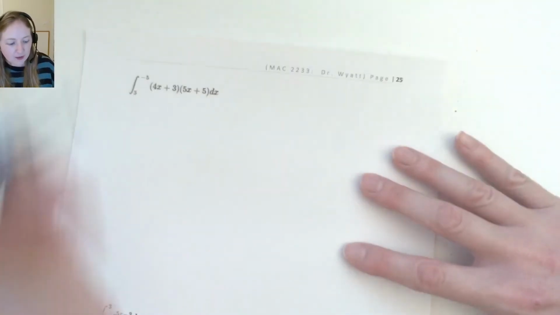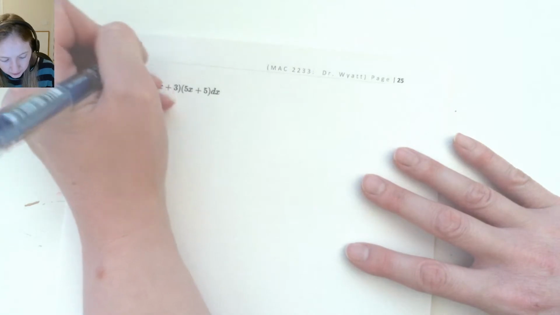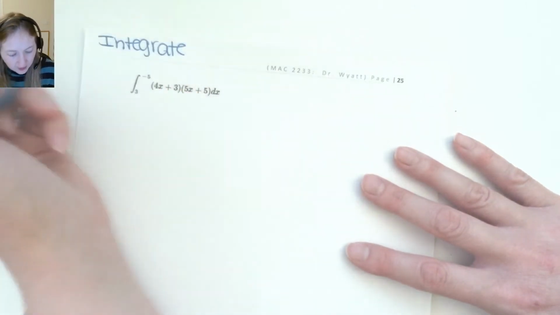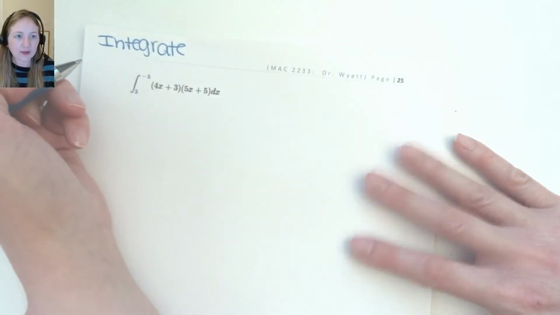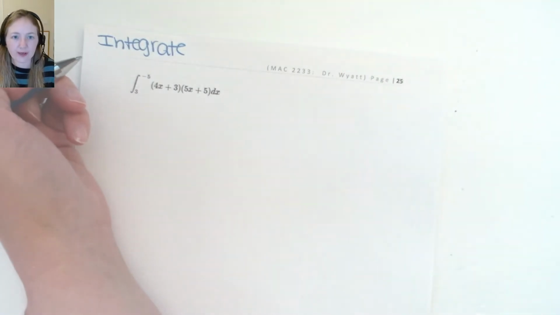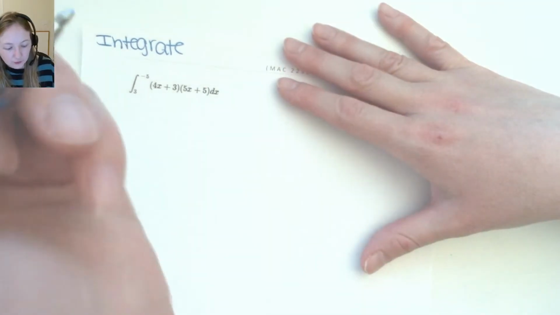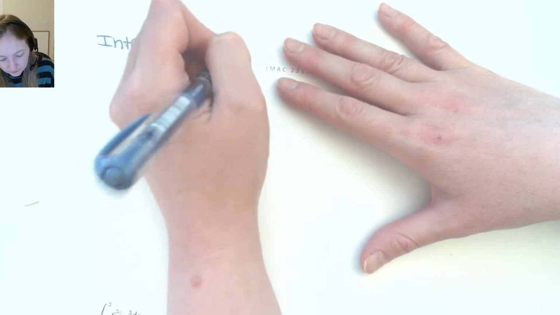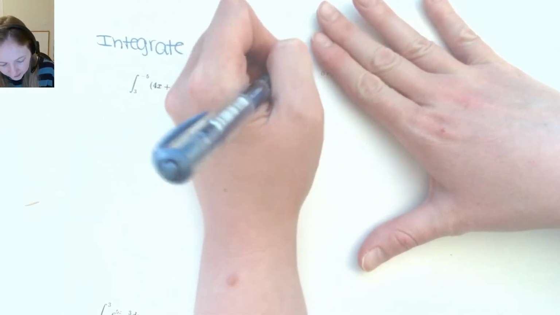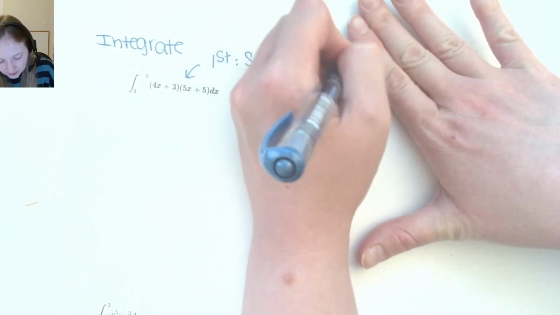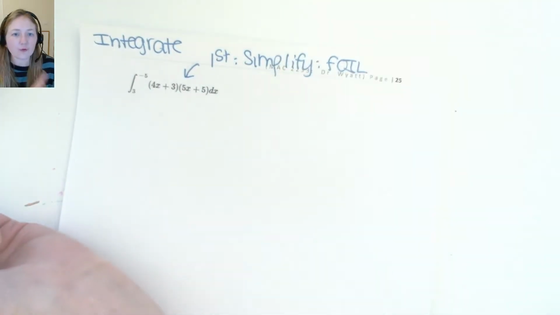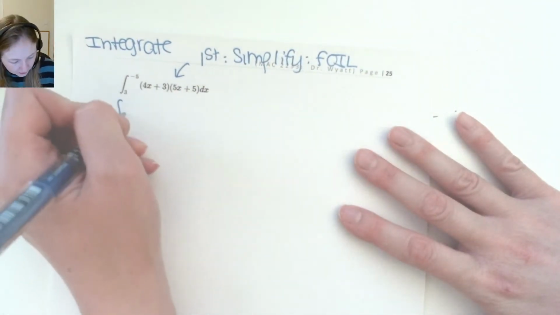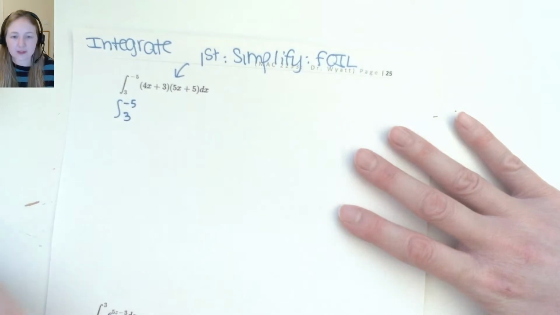So first step is going to be to integrate. And when I integrate here, you will notice that I'm not really ready to integrate because I don't have term, term, term, right? I have these parentheses. So for that reason, I'm going to have to first simplify. And the simplification that I'm going to do here is to FOIL. So before I'm ready to integrate, I need to FOIL out this expression.